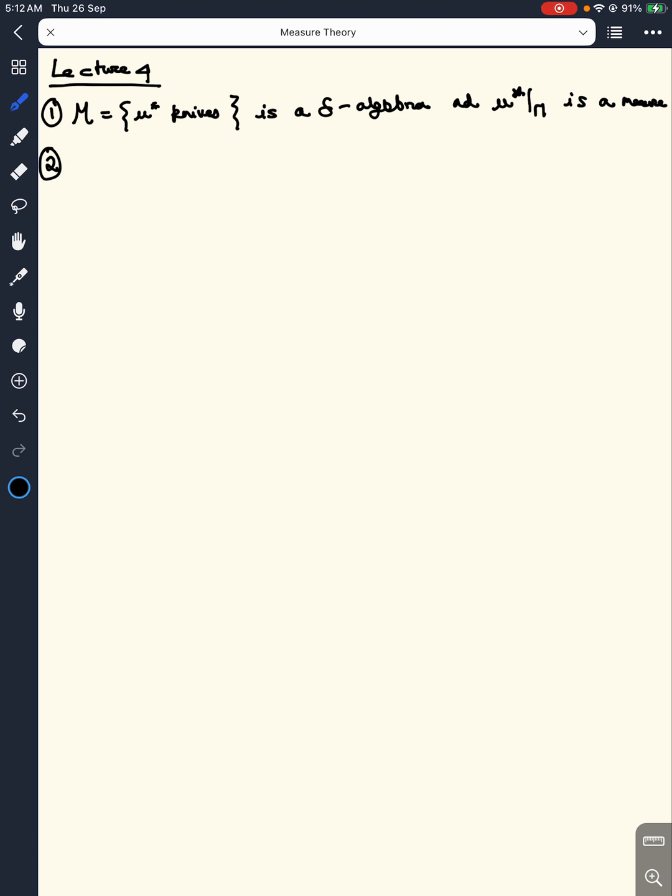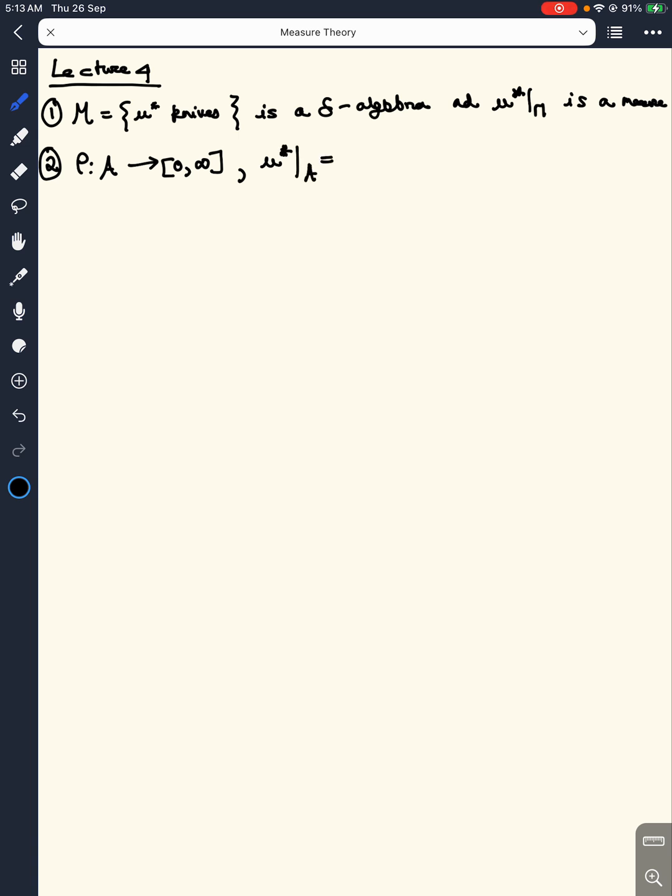So given a pre-measure on an algebra, rho is a pre-measure on an algebra, taking values in 0 to infinity. Since the algebra is also a semi-algebra, let the first part take the mu star constructed from rho by the analogous formula by infimums, and then do the first Caratheodory extension. Then there exists M of all mu star measurable sets, which is a sigma algebra, and mu star restricted to that is a measure.